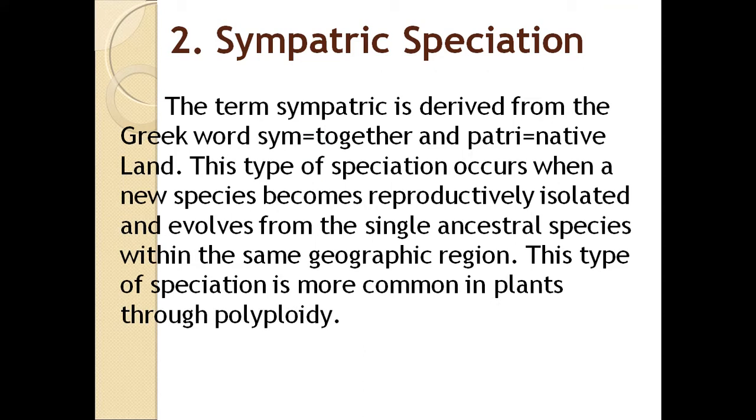Next we have sympatric speciation. It occurs when two groups of the same species live in the same geographical location. They are living in the same geographical location, but they are evolving differently and are considered different species.